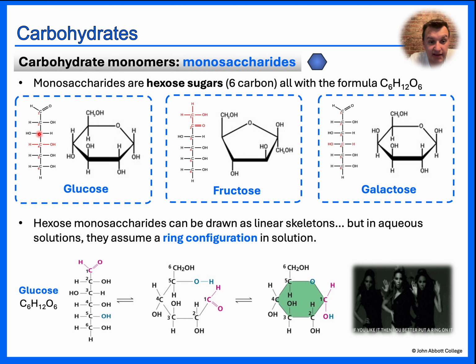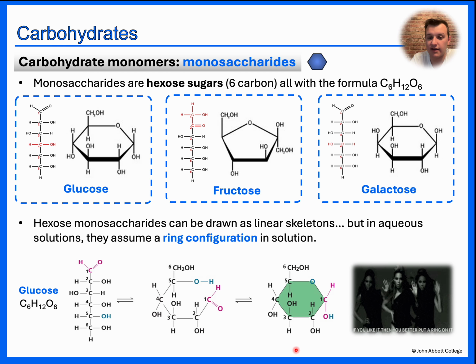Sometimes we can draw them like this. For example, glucose, C6H12O6, looks like this. But the truth is, in an aqueous solution, a watery solution, they actually assume what we call a ring configuration. When you put it in water, which is what our human body and cells are, bathing in water, this glucose will bend and form this ring with little flags sticking up and out of it.